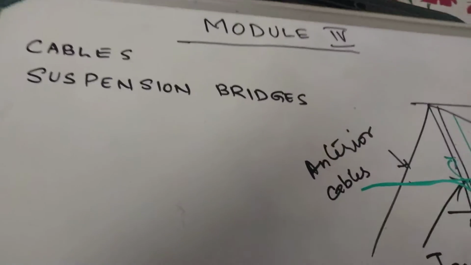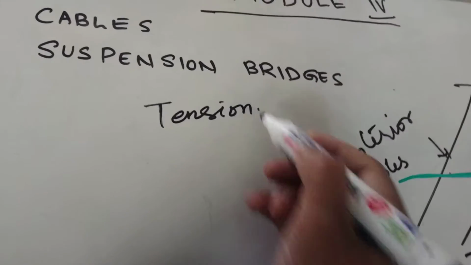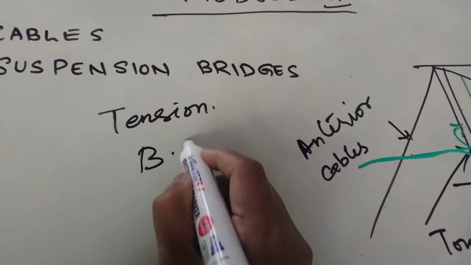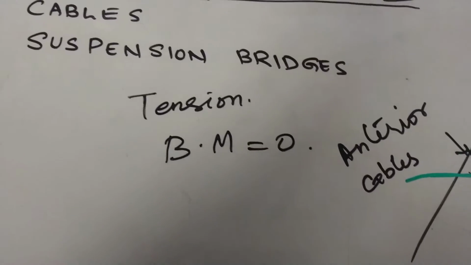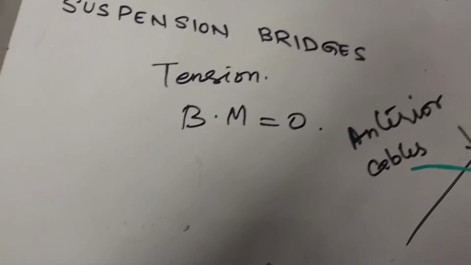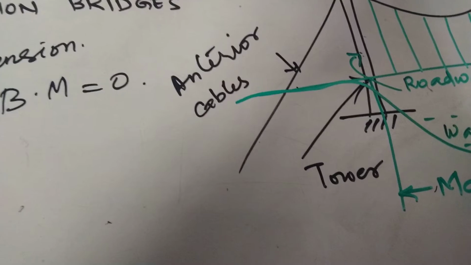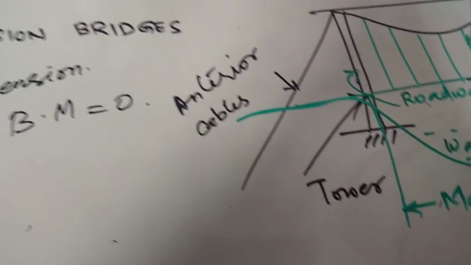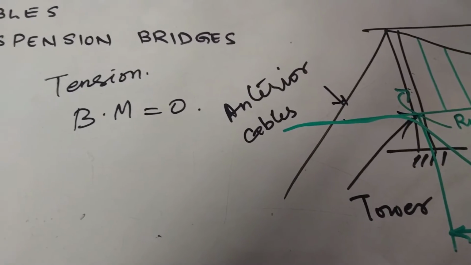Cables take only tension. Since they are flexible, the bending moment is always 0. They do not take any bending moment; they take only the tensile forces. Also, anchor cables, or anterior cables, are provided to reduce the bending moment in the towers. Also, cables resist load only by tension.